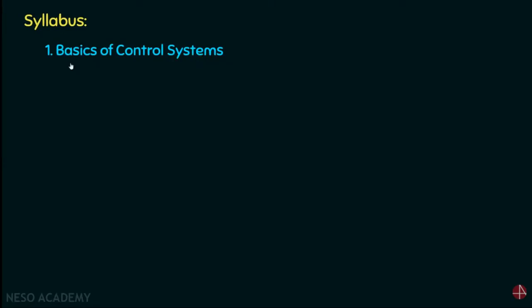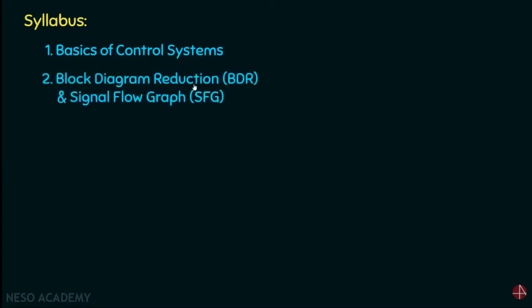After the basics of control systems, the next chapter will be the block diagram reduction and the signal flow graph. In this chapter, we will discuss the block diagram reduction technique and basic rules for the signal flow graph, and the Mason's gain formula for calculating the overall gain in the signal flow graph.